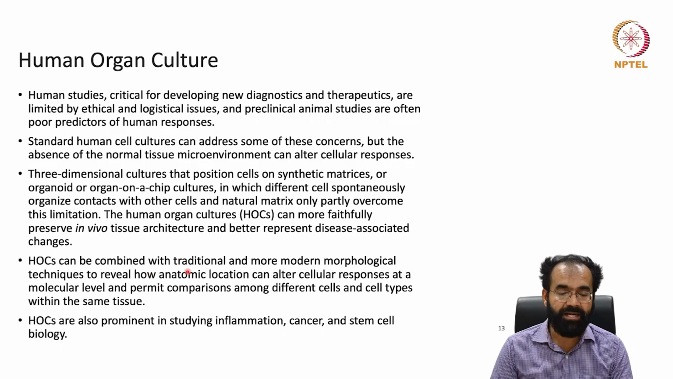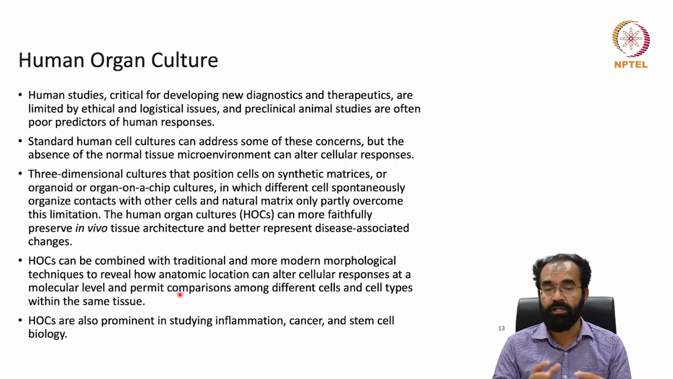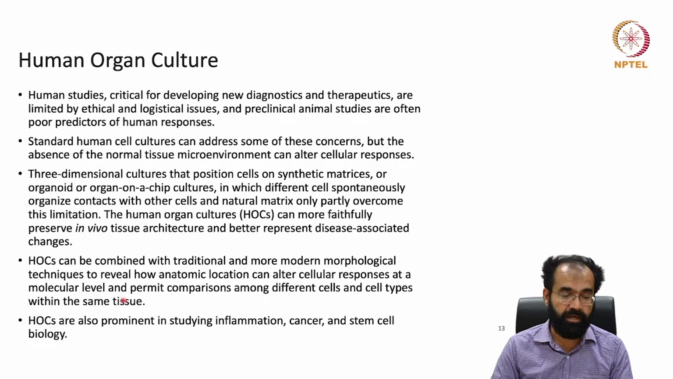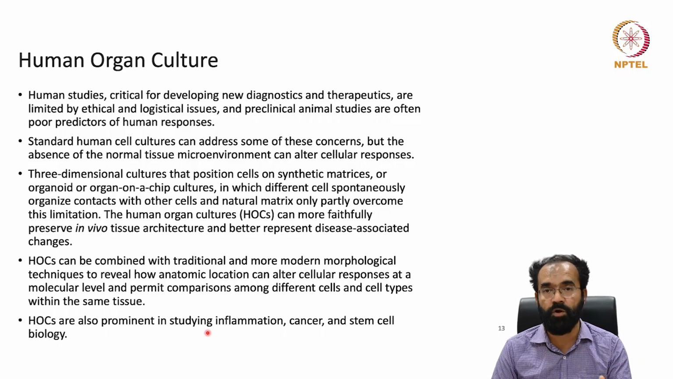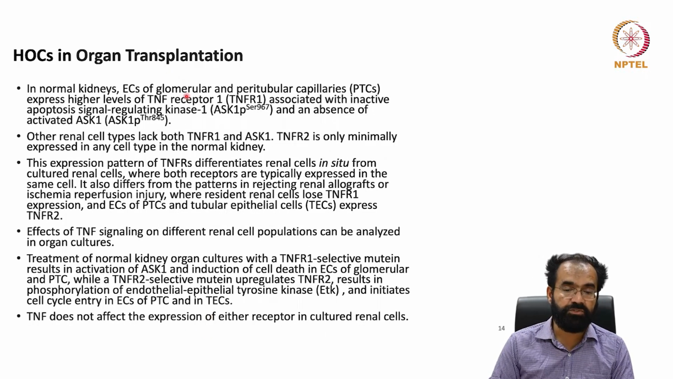HOCs can be combined with traditional and more modern morphological techniques to reveal how anatomic location can alter cellular responses at a molecular level, and permit comparison of different cell types and shapes. Because if an organ is put in place, it should be supported by blood flow and blood pressure, etc. Sometimes if the pressure is high in a given area, the organ may not sustain. So one has to take care of this also. HOCs are prominent not only for transplantation, but also for studying inflammation, cancer, and stem cell biology itself. How are HOCs used in organ transplantation?